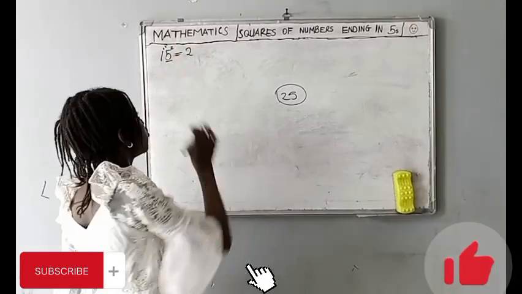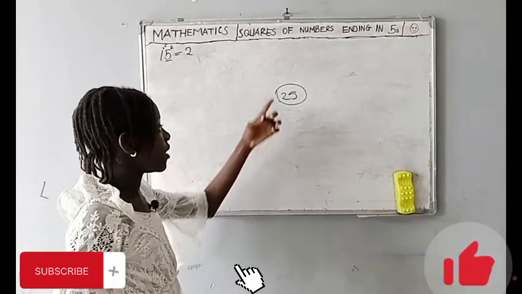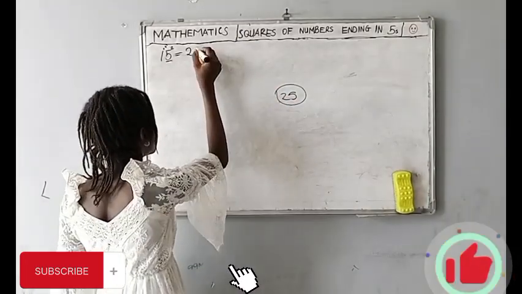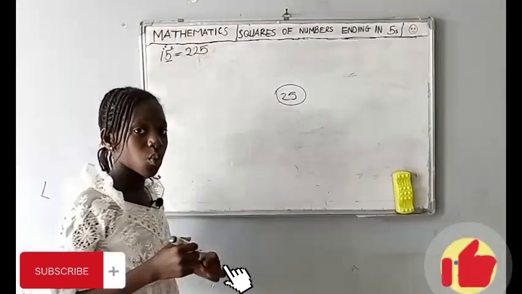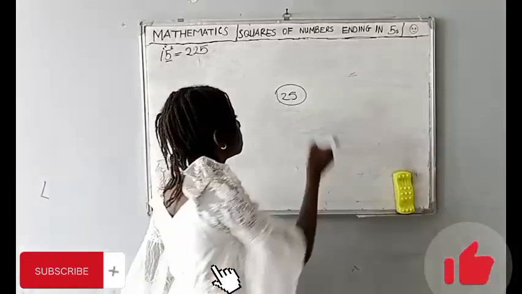Then come over to this 5 we marked out and square it. 5 squared is 25. So we write this. Let's check whether our answer is correct.